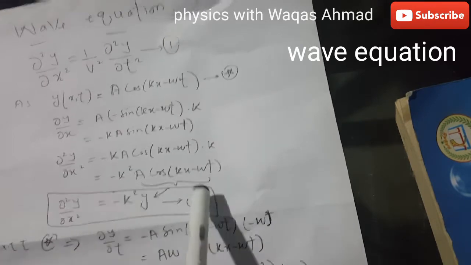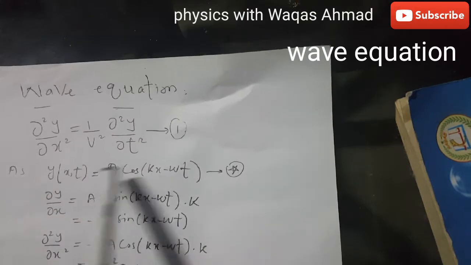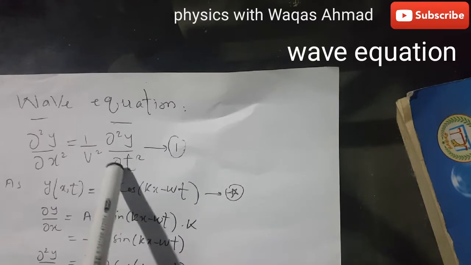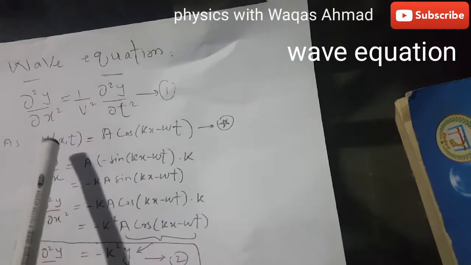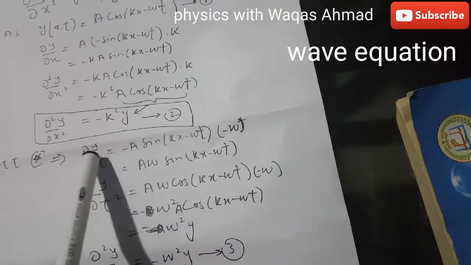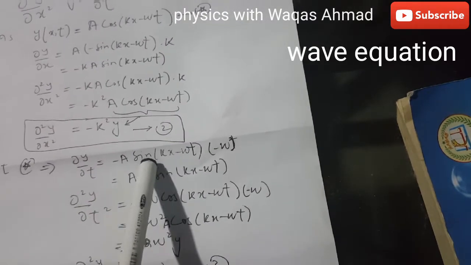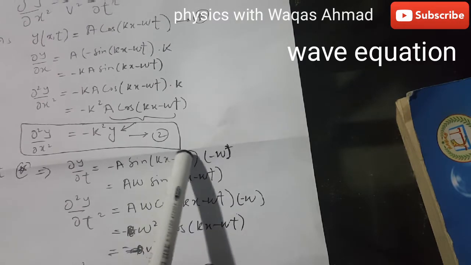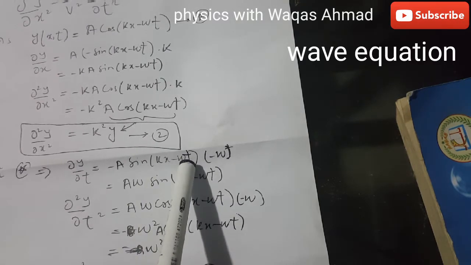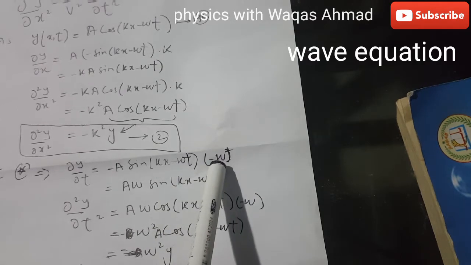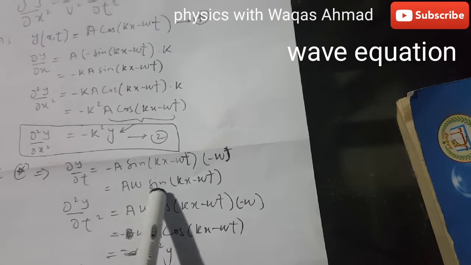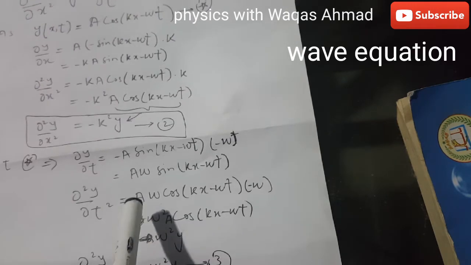Now let's again differentiate equation star with respect to t, because in equation 1 t is also involved. By differentiating y with respect to t, it becomes -a sin(kx - ωt), and the derivative of kx - ωt with respect to t becomes -ω. So minus minus becomes plus, it becomes aω sin(kx - ωt).